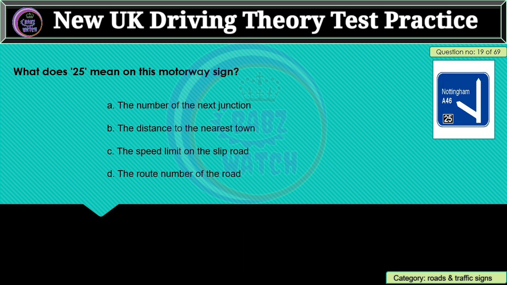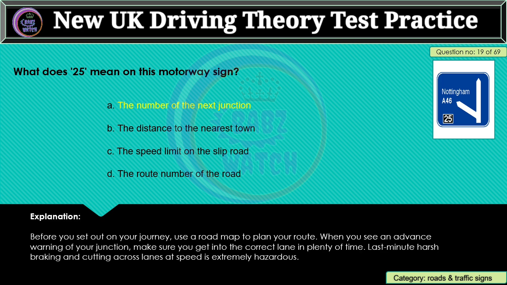Question 19 of 69. What does 25 mean on this motorway sign? A. The number of the next junction. B. The distance to the nearest town. C. The speed limit on the slip road. D. The route number of the road. The correct answer is A. The number of the next junction.